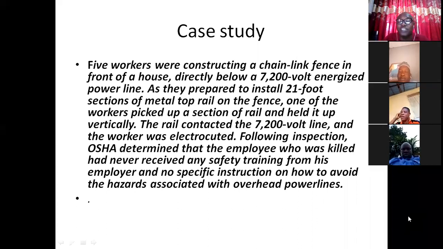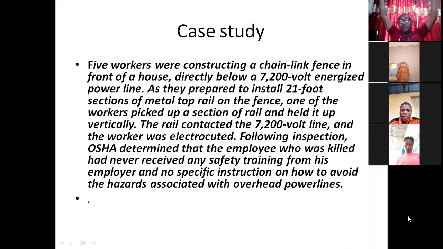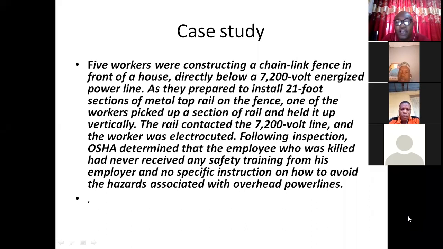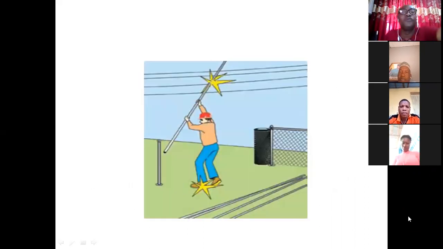The ladder they are using to work is also metal. What happened? Immediately they carried the ladder up, the ladder got connected to the high tension. The man died, and got electrocuted immediately. What did they not do? They did not do hazard identification. They did not do what? Hazard identification. Let me show you.